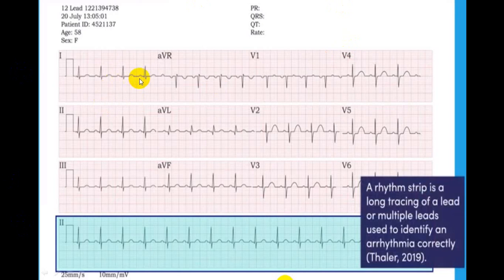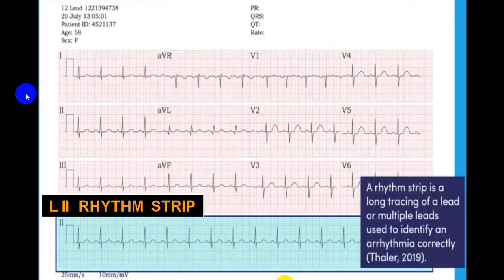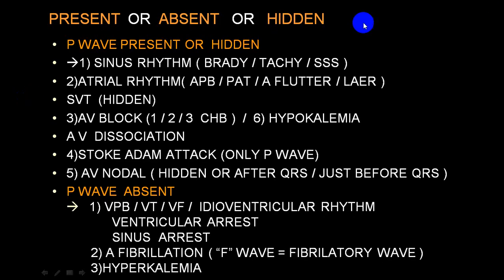Now you can see here, before each QRS complex there is a P wave. Before each QRS complex there is a P wave. And the QRS complex is narrow. All components, that is P wave, QRS complex and T wave, are in the same direction. So rhythm wise, this is sinus rhythm, and rate wise it is 100. So we'll call this sinus tachycardia.